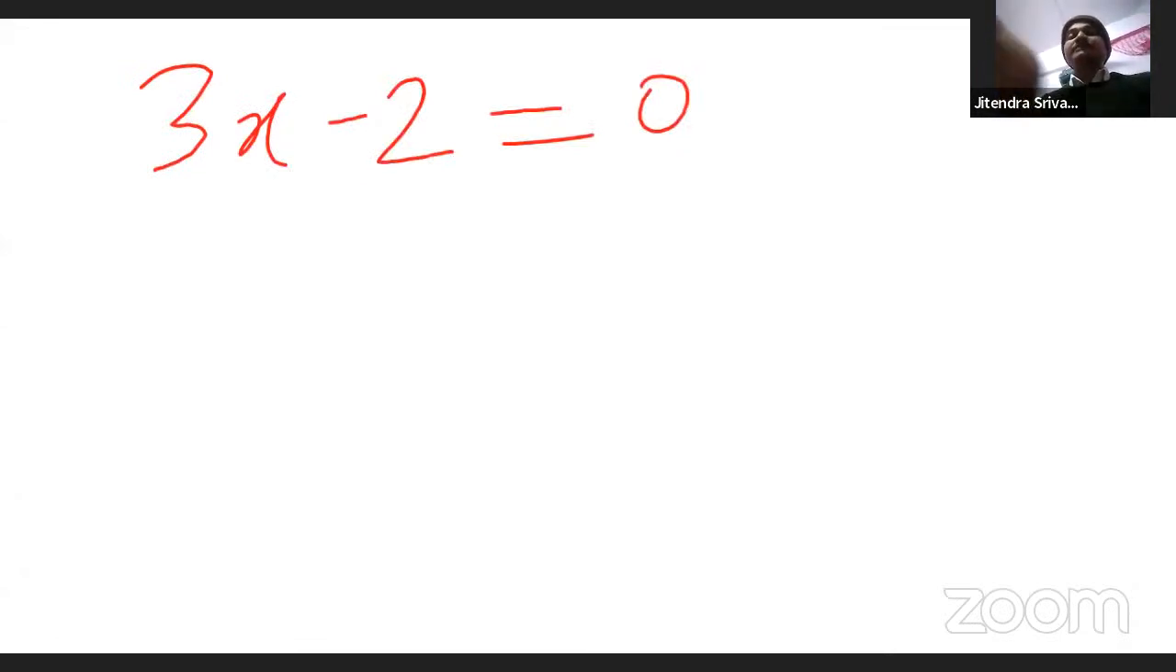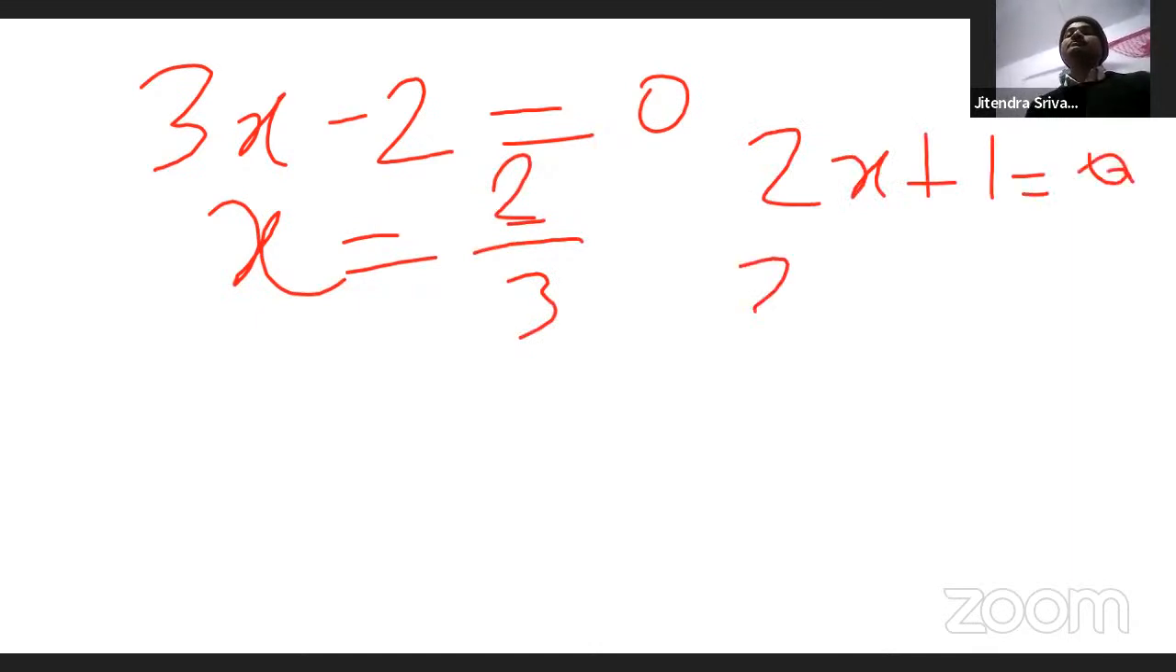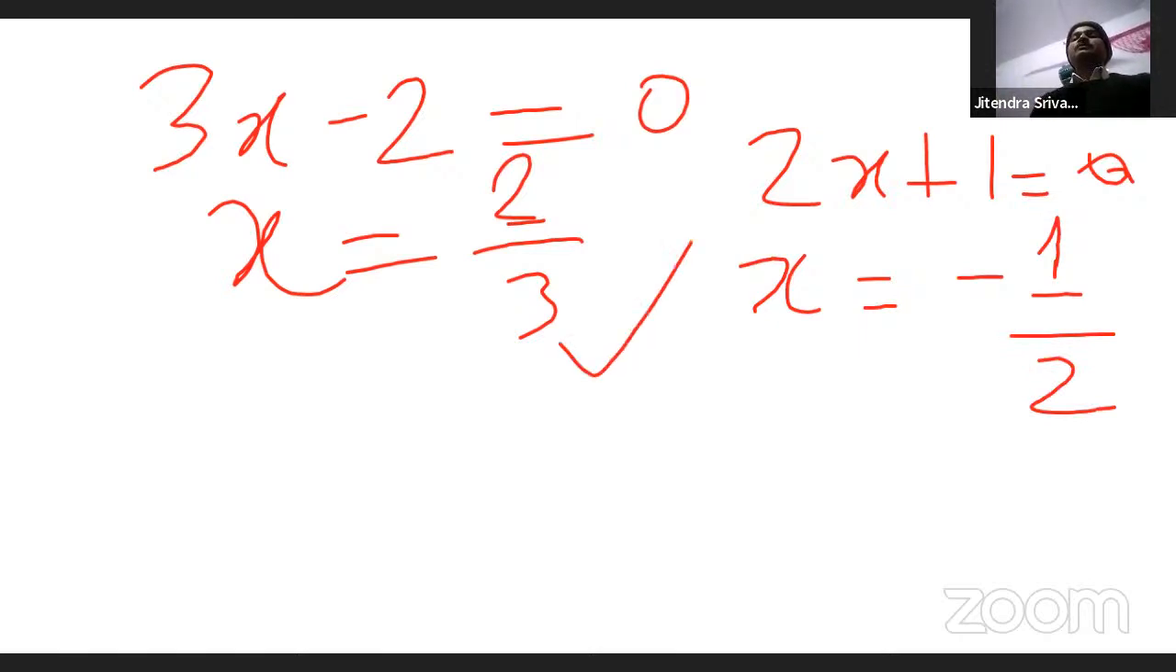So the value of x will be plus 2 upon 3, and in 2x plus 1 equals to 0, the value of x will be minus 1 upon 2. So we have two roots of the equation. One is 2 upon 3, another is minus 1 upon 2. I hope you have understood this session and you can try it.